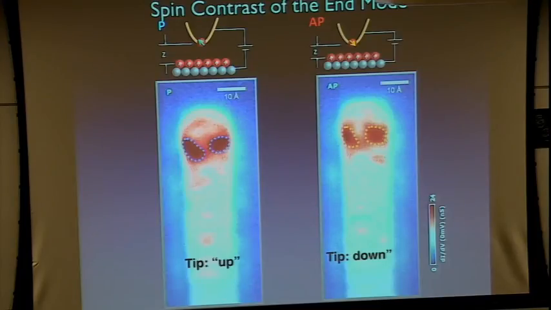You can see it in just the conductance maps. So these I showed you, at these higher energy resolutions and also better spatial resolution, you can have a tip up or a tip down, and you can see the contrast just in the raw data. These are on the same color scale.